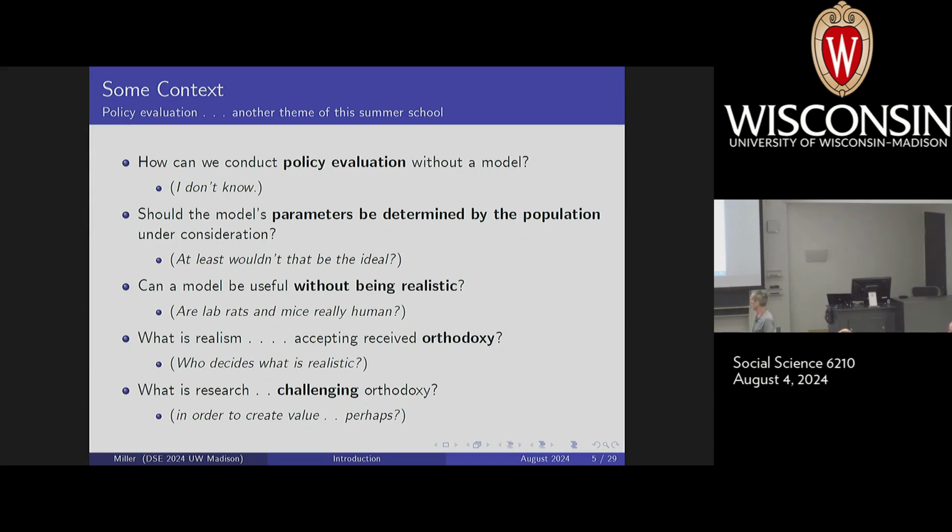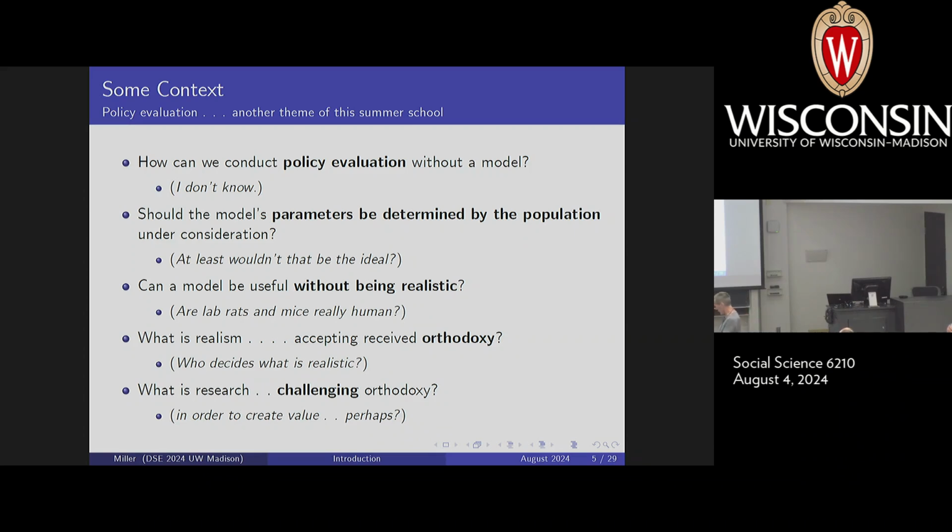So more basically, what is realism? Okay? You know, we've got senses, we've got memory. Who decides what's realistic? That's the sense in which structural econometrics is going back to: can we please have a look at the logic of this and see where the assumptions are and go from there?